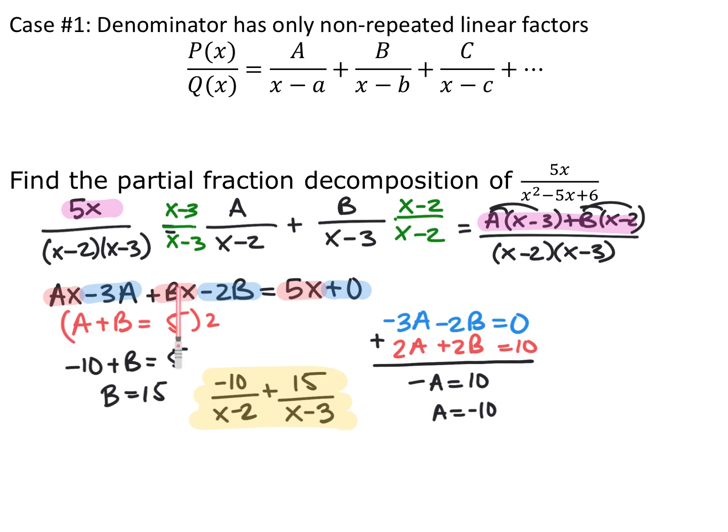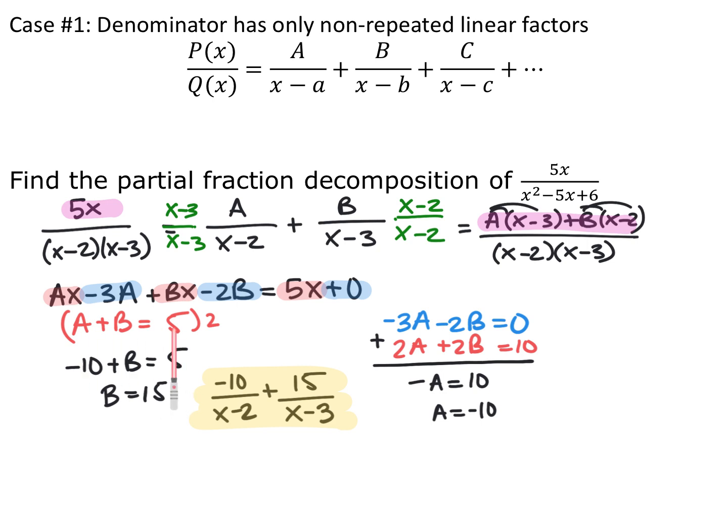So I have ax plus bx is equal to 5x, which means a plus b must be equal to 5. Negative 3a minus 2b has to be equal to 0 because those are your constants, and so that became my second equation. Now I have a system of two equations with two variables, and I solved this system using elimination.